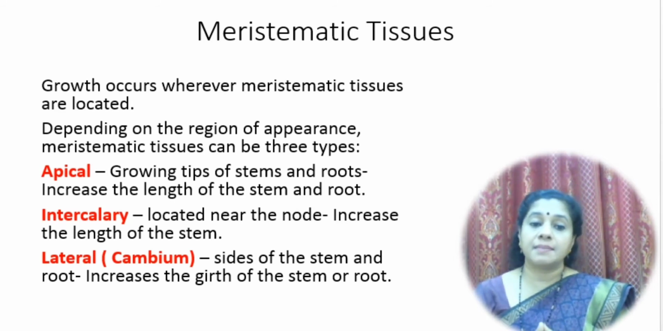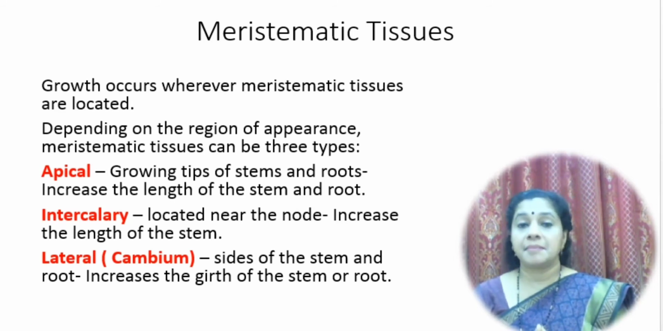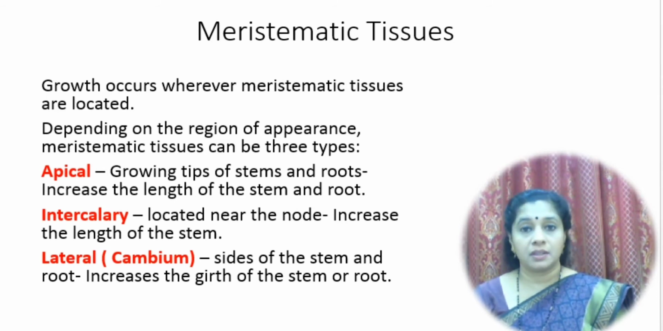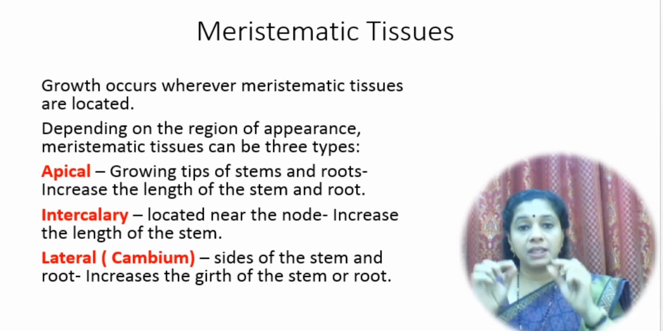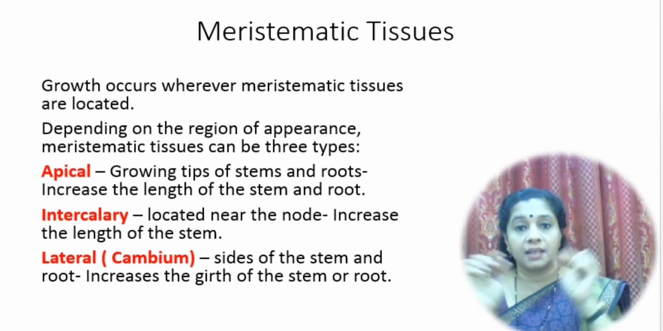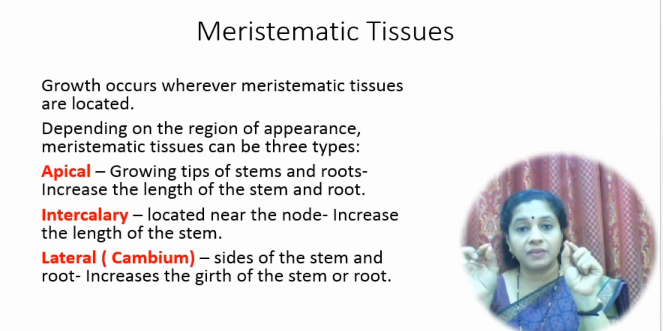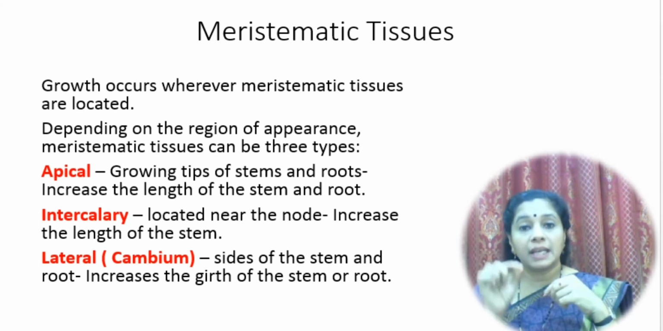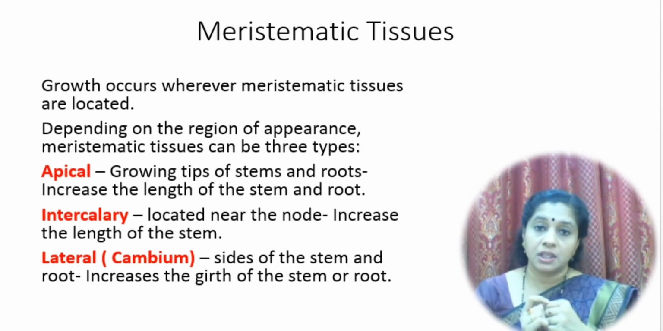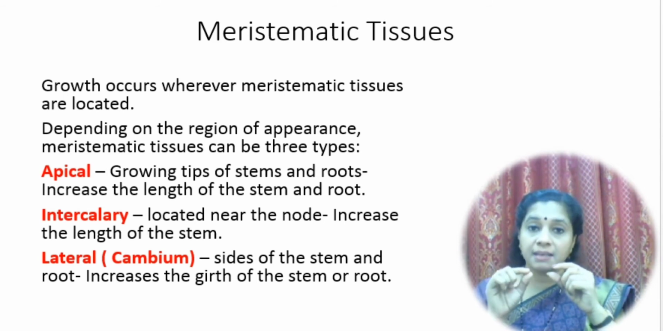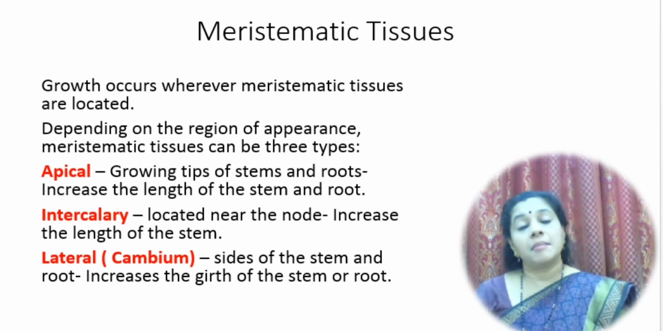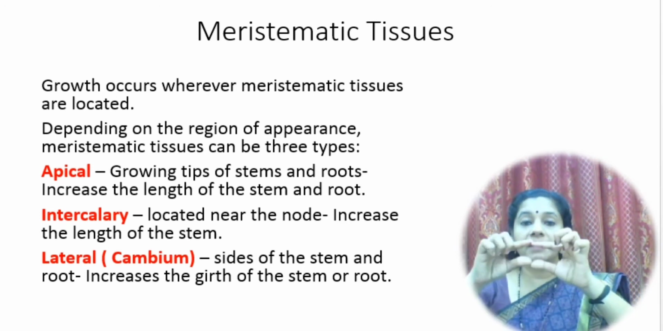The second type of meristem is called the intercalary meristem. Intercalary meristems are located near the node. What are nodes? If you look at a plant, there are certain regions where the leaves are starting. The point of origin of the leaf is a little more swollen than the other part of the stem. That point of origin of the leaf is called a node. So in the nodal region we can see some meristematic tissues. They are called the intercalary meristem. There also they divide.